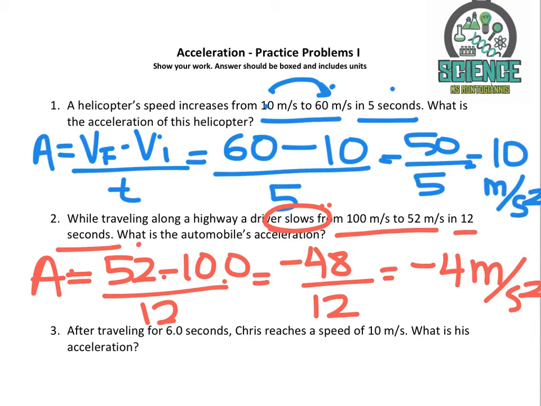Again, what does this mean? It means that the driver was driving at 100 meters per second, and every second it would slow down by 4. So the next second it was at 96, the next second after that it was at 92, and so on. And after 12 seconds it reached a speed of 52. So this is what our answer is essentially saying.